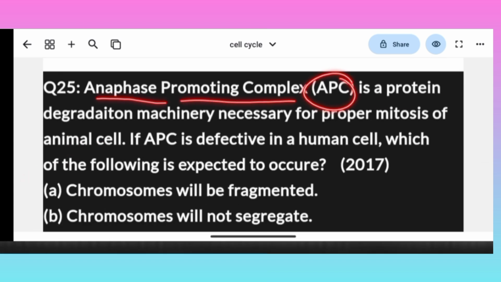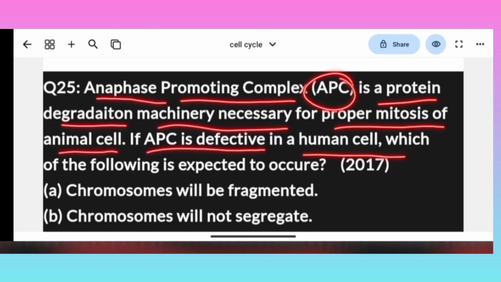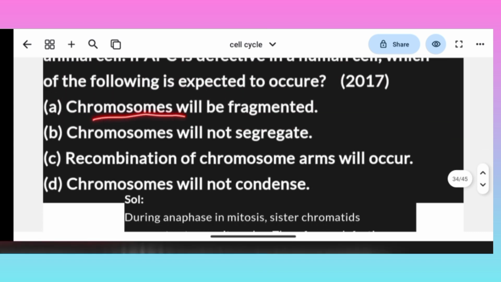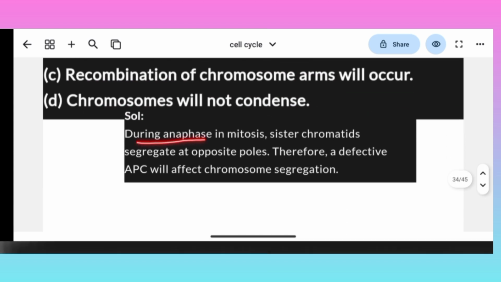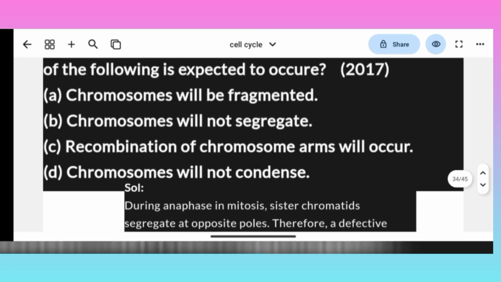Anaphase promoting complex, APC, is a protein degradation machinery necessary for proper mitosis of animal cell. If APC is defective in human cells, which of the following is expected? Chromosomes will be fragmented. Chromosomes will not segregate. Recombination of chromosome arm will occur. Chromosome will not condense. During anaphase in mitosis, sister chromatids segregate at opposite poles. Therefore, a defective APC will affect chromosome segregation. Option B, chromosomes will not segregate.